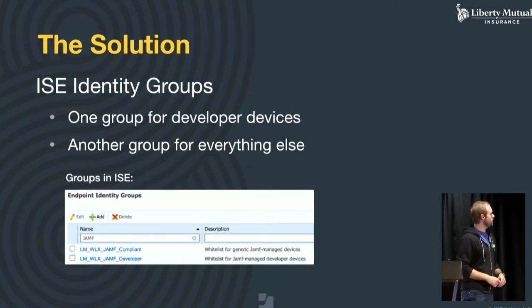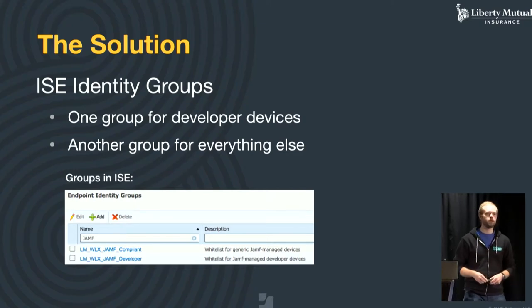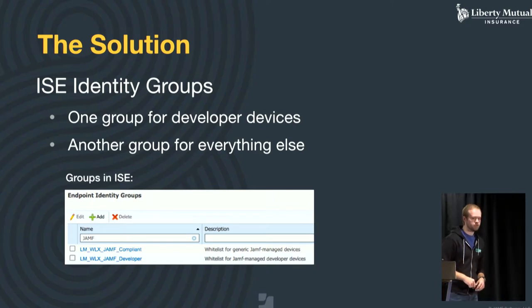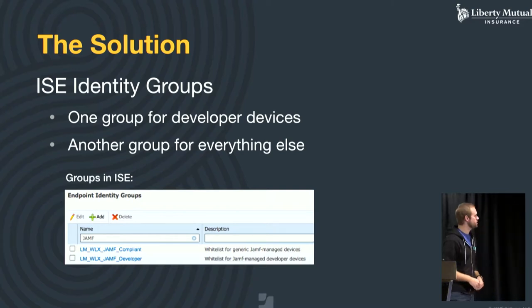So on the ICE side, the configuration is really simple. It's a group for each type of device that you want to have, right? So we have a group for developers, and then we have a group for everything else we consider compliant. So it's really basically developers versus internal users.